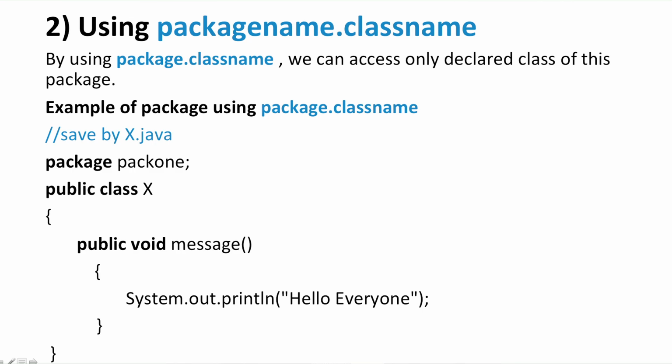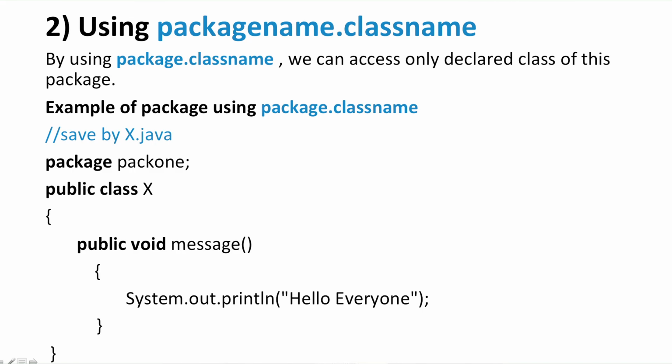Now, example of package using package.name, package.class name. So here also we have two scenarios. One is class X, one is class Y. So package1, pack1 is package1. Now we are defining it. We are having public class X. So here class X is basically found under pack1. So public void message system.out.println, Hello everyone.